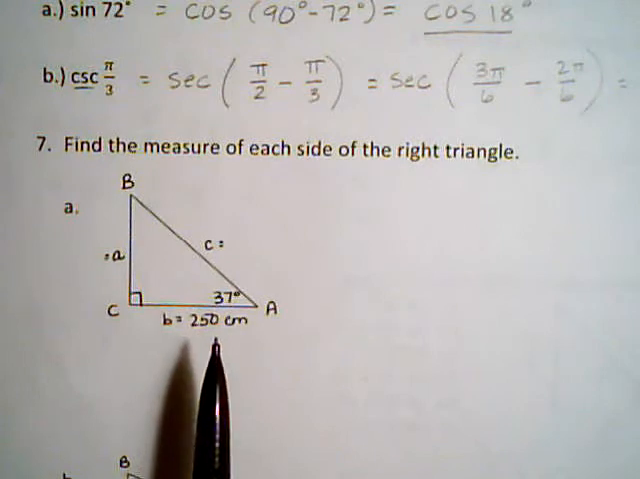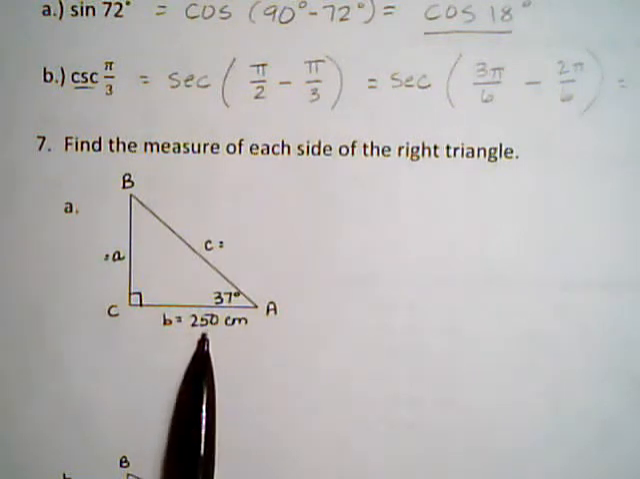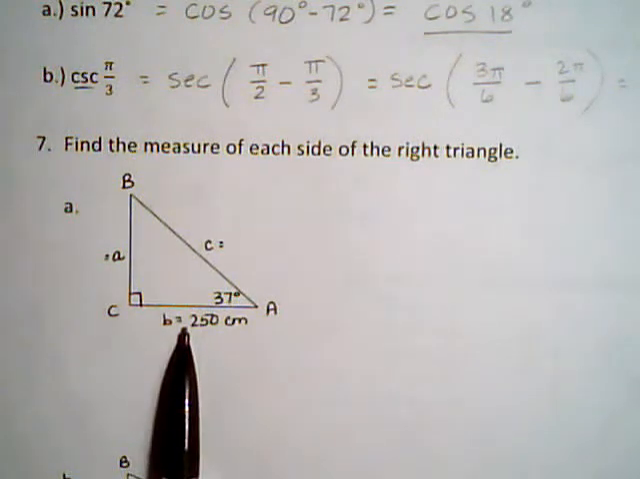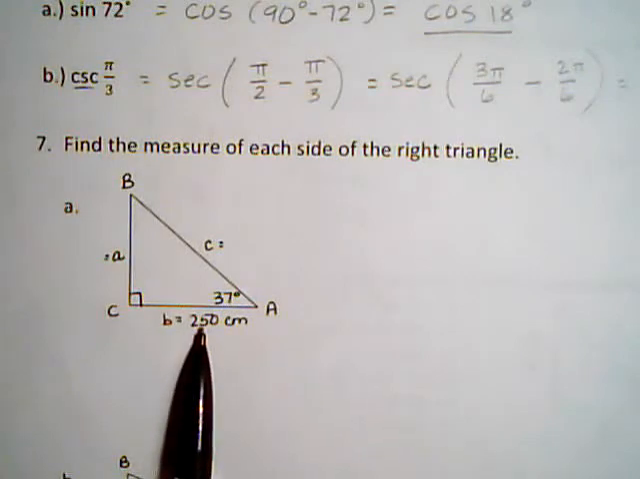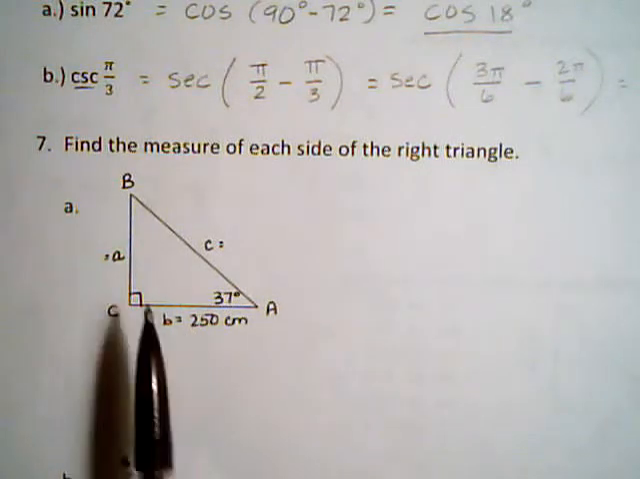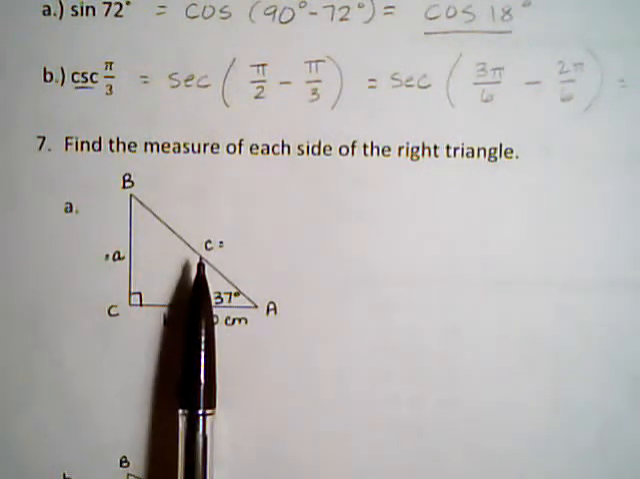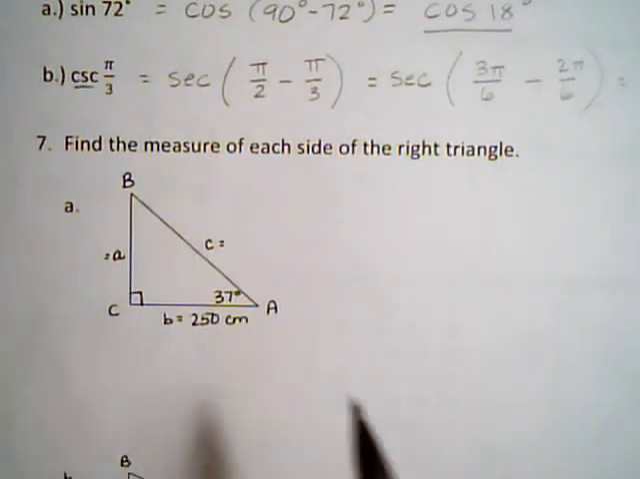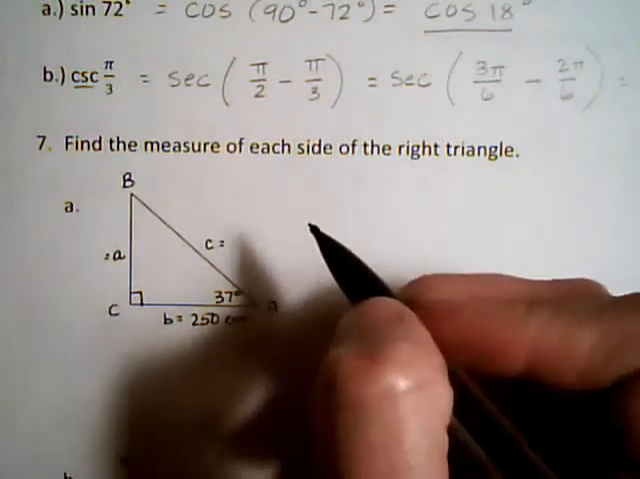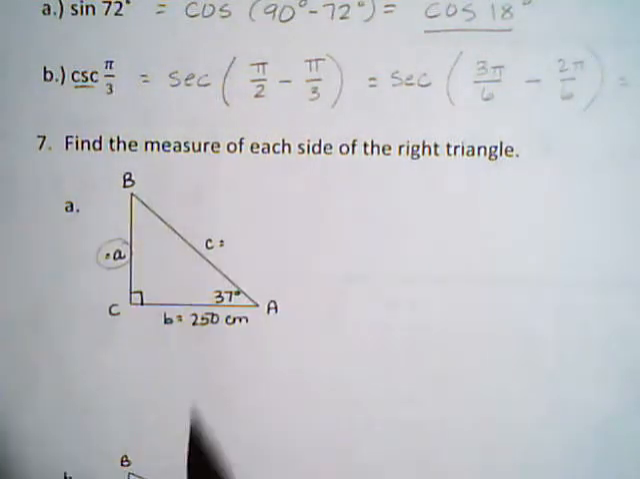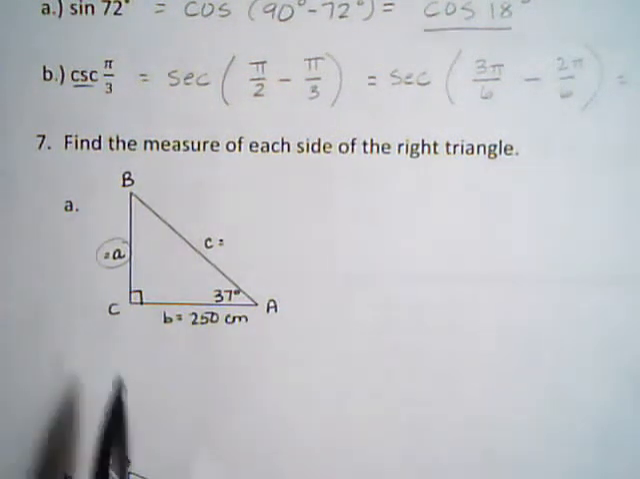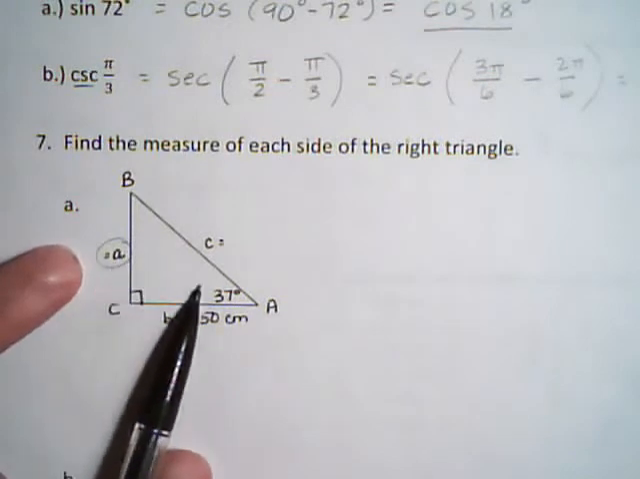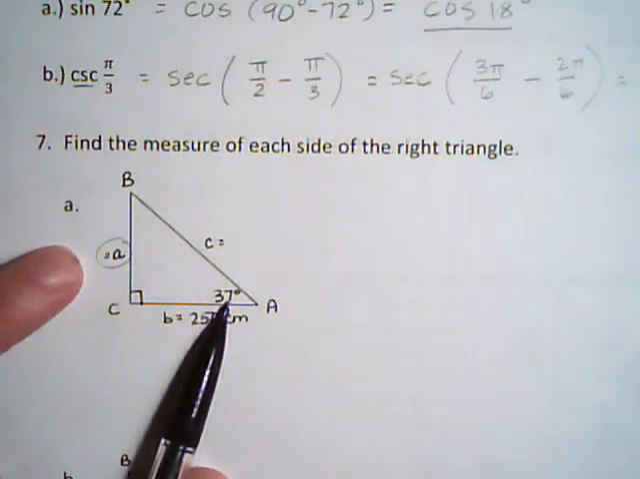We cannot use the Pythagorean theorem because we only have one side of the triangle given. So in this case, you're going to be using your trig functions to help you find the missing sides. Now you can only work with one side at a time. So let's say if I wanted to find A first. How is A related to the 37-degree angle?